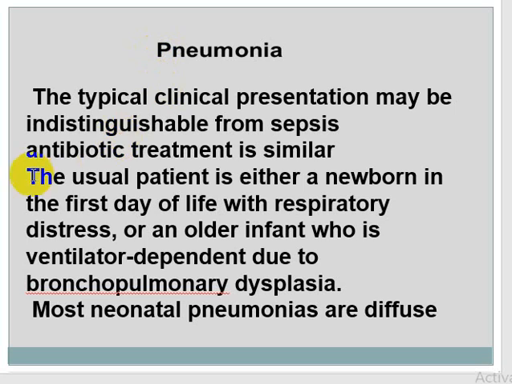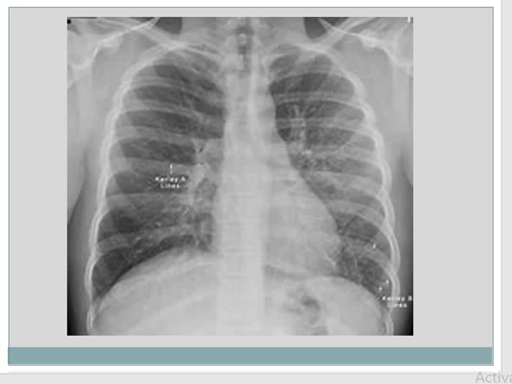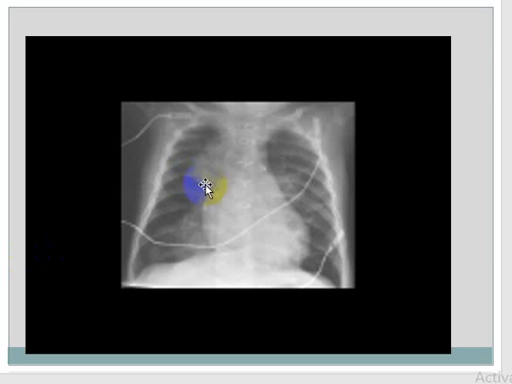The neonate either presents in the early neonatal period, in the first week of life, with respiratory distress, or sometimes in the late neonatal period, especially when the neonate needs a ventilator or is oxygen dependent, and he may develop bronchopulmonary dysplasia. Most neonatal pneumonias are diffuse and bilateral. This picture shows bilateral involvement of the lung. Again, this is another picture showing bilateral involvement of the lung by infection.